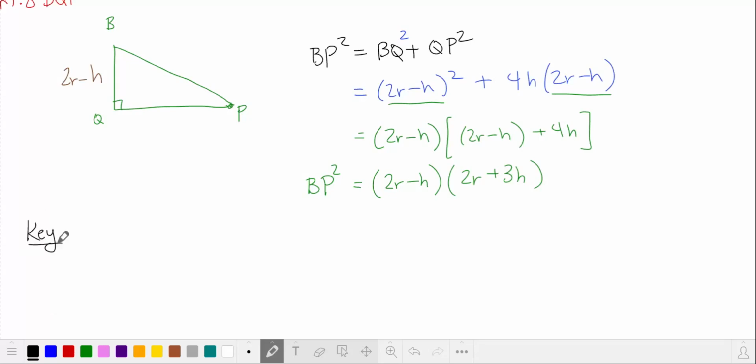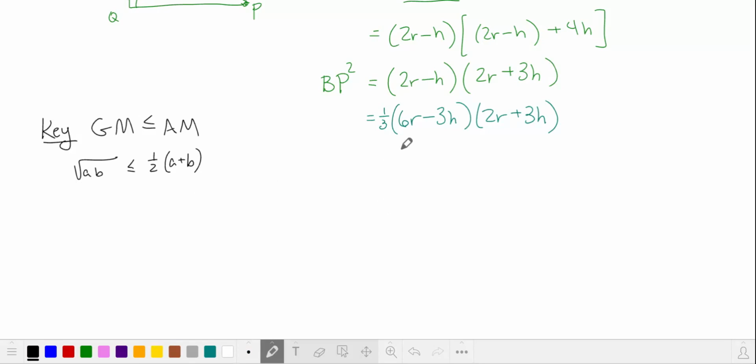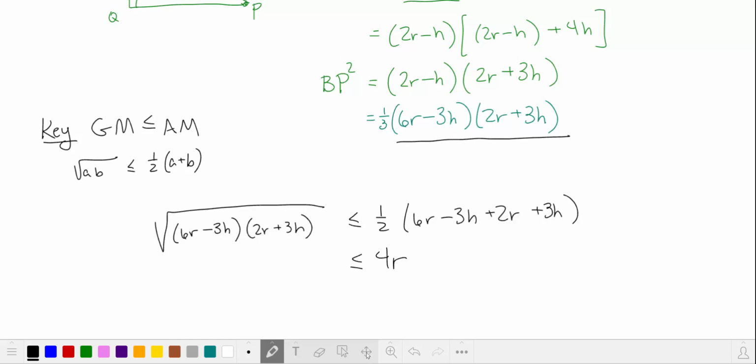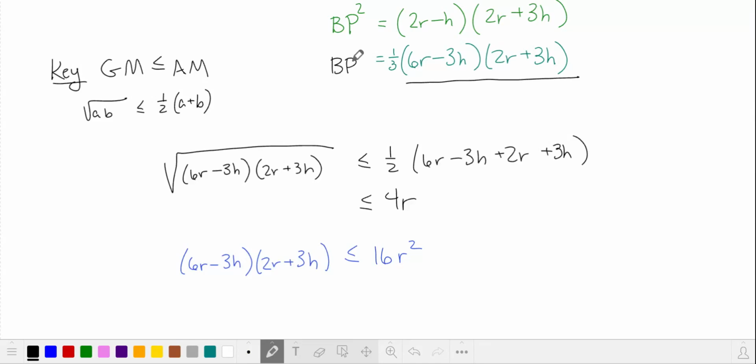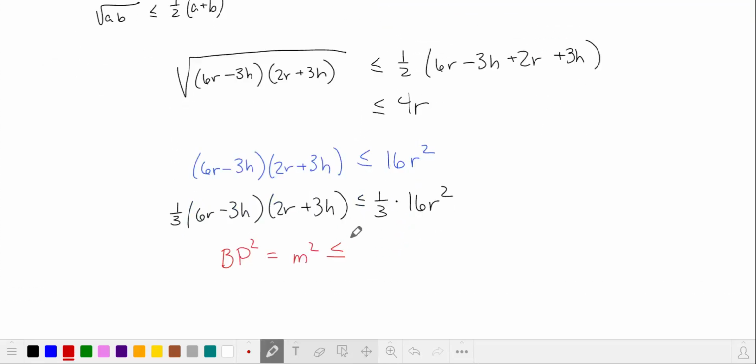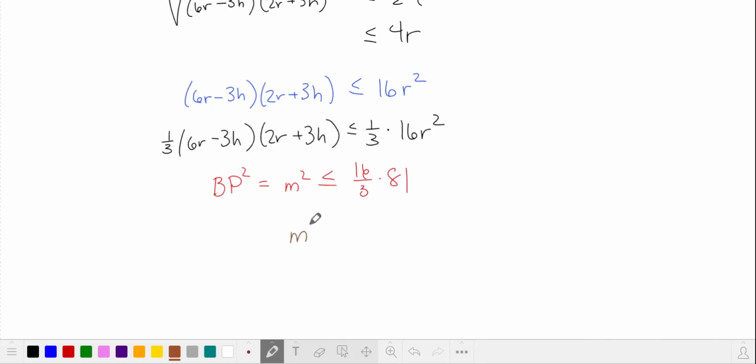A key formula for the AIME is the AM-GM inequality. To take advantage of this, I'd like to be able to eliminate one of these variables. I think the H is a good candidate if I can get this coefficient to be equal to -3. I'll multiply by a factor of 1/3 and by 3. Now I'll apply AM-GM by taking the square root of just these two factors. And that gets rid of one of the variables. So we'll square both sides, and we'll multiply both sides of this inequality by 1/3 to get an expression for BP squared. And we'll substitute 9 for the radius, and we get the maximum value of m squared is 432.